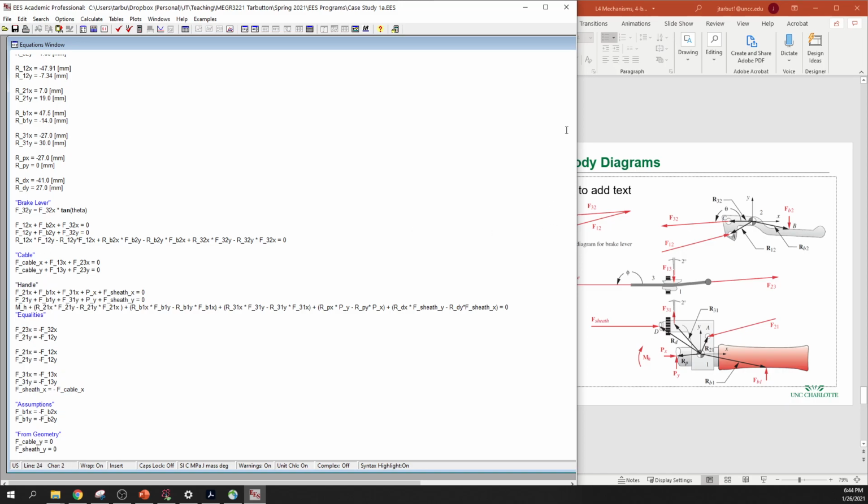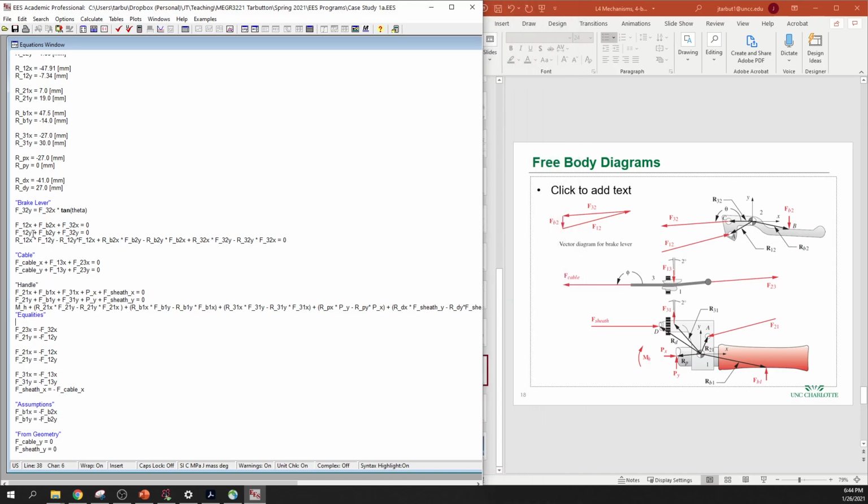So we have the lever free body diagram. We sum the forces and moments. We have the cable free body diagram. We sum the forces here. We're assuming there's really no moment because it's taken about this point. And then we have the handle here, which we sum the forces here that are acting on it. We just put all these forces in.